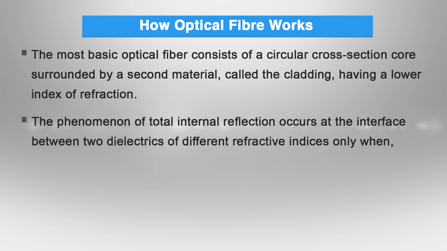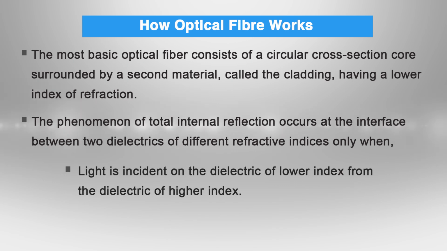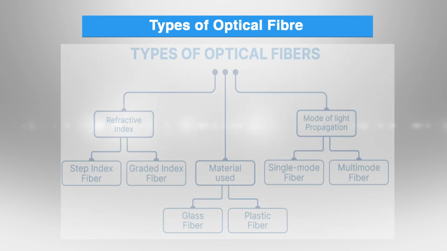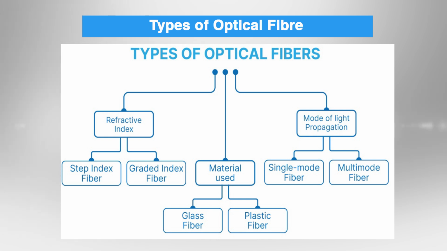The phenomenon of total internal reflection occurs at the interface between two dielectrics of different refractive indices only when the light is incident on the dielectric of lower index from the dielectric of higher index and the angle of incidence exceeds the critical value. Now, the types of optical fibers.